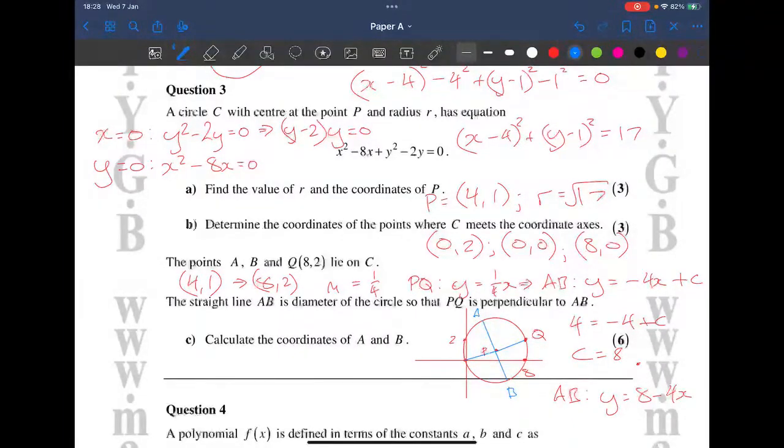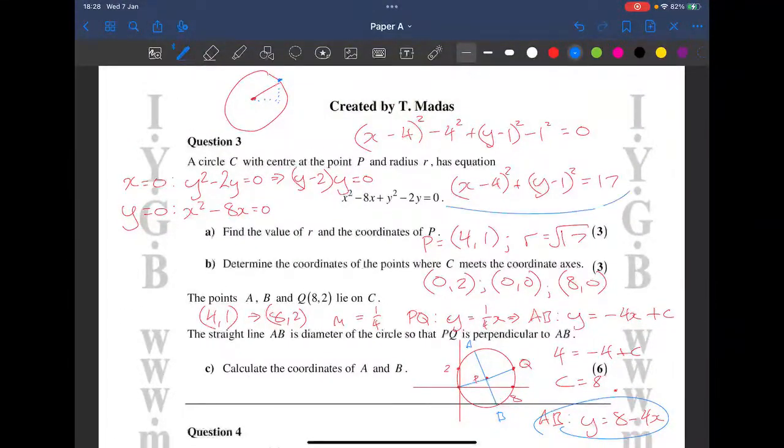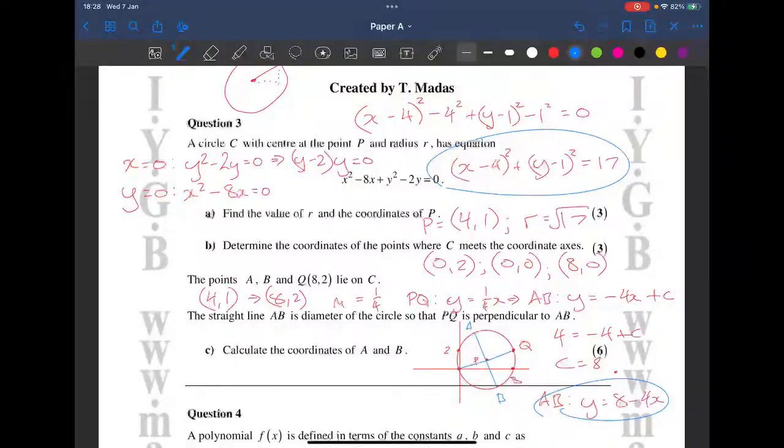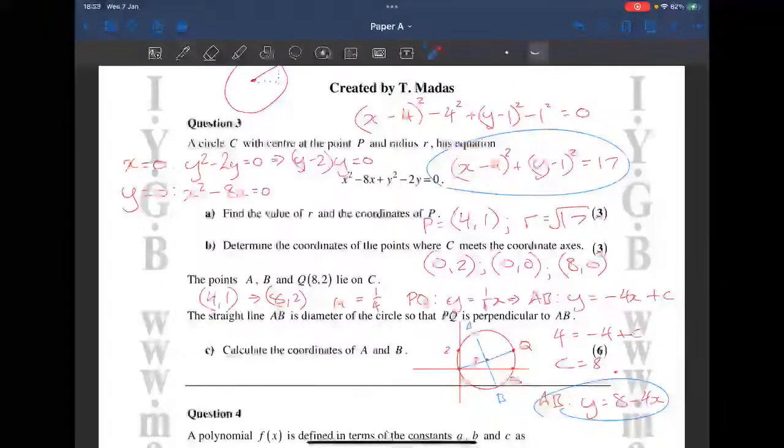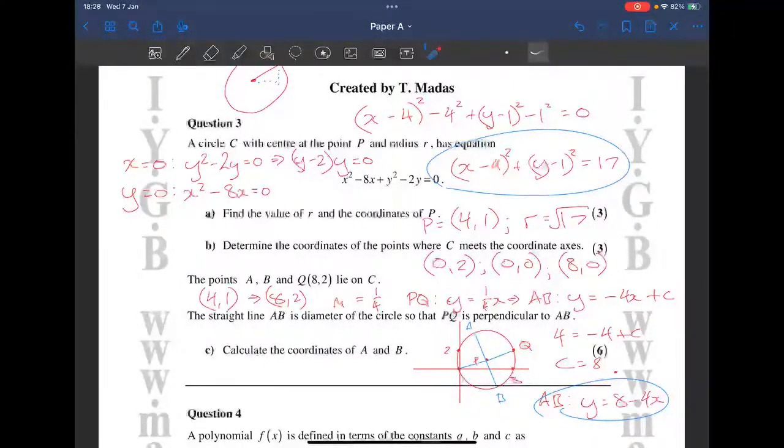So now we've got this line for AB. We've got the equation of the circle as well. So we just want to think about the intersection of those two. There are lots of ways we can do this, but probably easiest is to take our 8 minus 4x and sub it into here. That will give us a quadratic in terms of x, which we can solve, and then take those x coordinates and plug them back in to get the y coordinates for them.